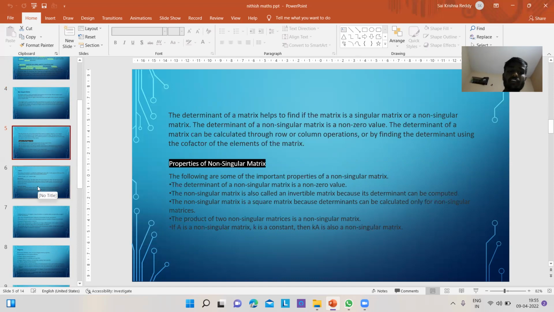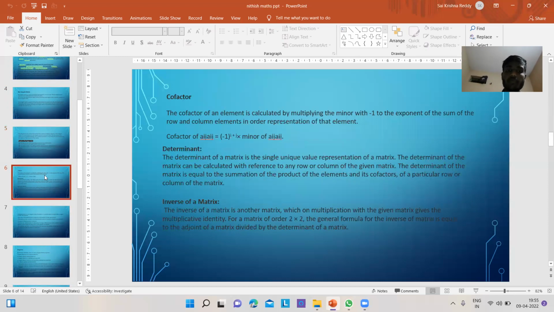Properties of non-singular matrix. The following are some of the important properties of a non-singular matrix. The determinant of a non-singular matrix is a non-zero value. The non-singular matrix is also called an invertible matrix because its determinant value can be computed. The non-singular matrix is a square matrix because determinants can be calculated only for square matrices. The product of two non-singular matrices is a non-singular matrix. If A is a non-singular matrix and K is a constant, then KA is also a non-singular matrix.